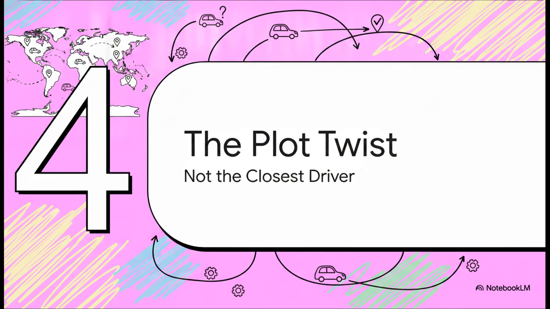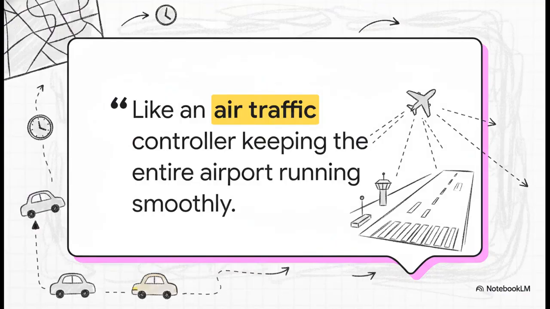Moving right along to Section 4, the efficiency plot twist, and why it's not always the closest driver. Now, you might naturally assume that the best match in that final step is simply the driver who's geographically closest to you. But here is the massive plot twist in all of this. The matching algorithm doesn't actually always pick the closest driver. Sounds totally counterintuitive, right? Why wouldn't you want the absolute nearest car?